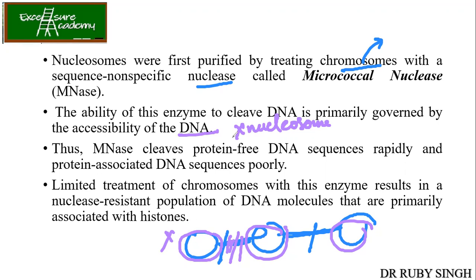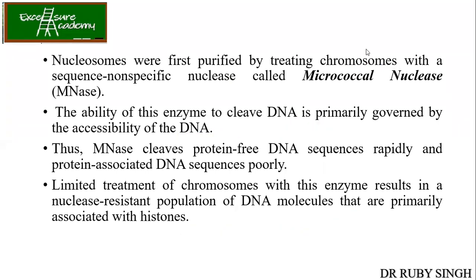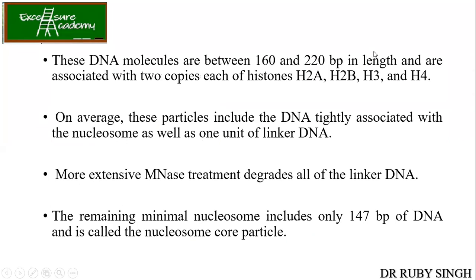Now, so we got two types of population over here. So one is associated with the nucleosome and one without nucleosome. Now, these DNA molecules were found to be between 160 and 220 base pair in length and associated with two copies each of histones H2A, H2B, H3 and H4. On average, these particles include DNA tightly associated with the nucleosome as well as one unit of DNA linker. So, एक nucleosome के साथ एक linker DNA available है.